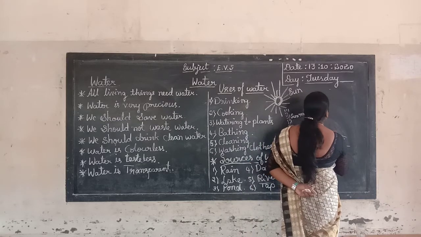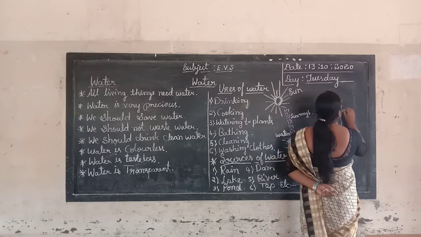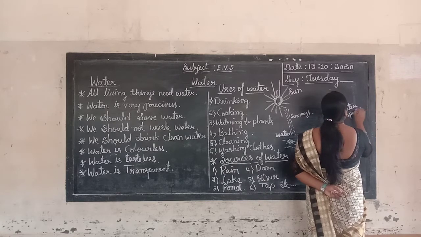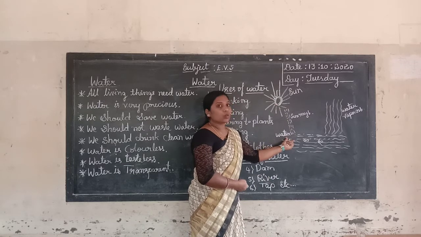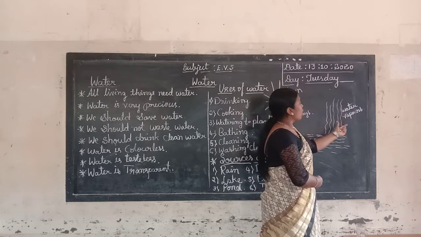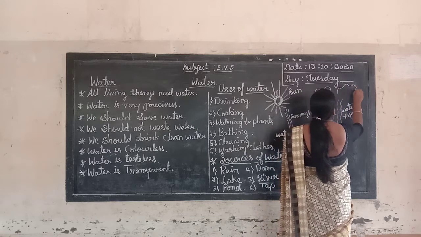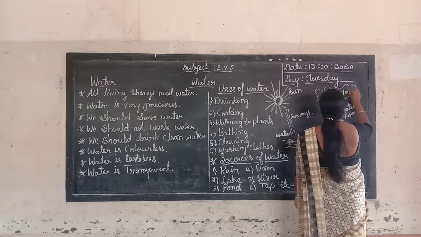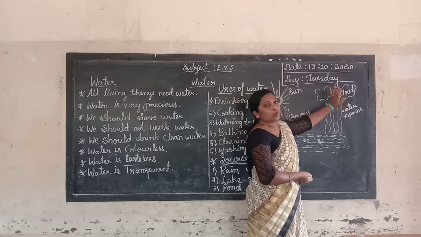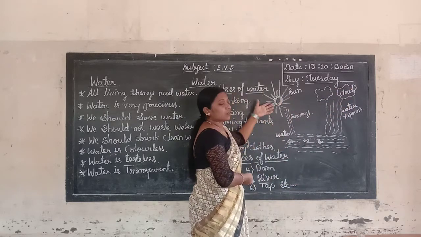So the water vaporized goes on. When sun rays fall on the water, the water gets vaporized. So that water vapor goes on and forms clouds. Cloud. So when the clouds pour, we get the rain from clouds. So this is the process. This is called the water cycle.